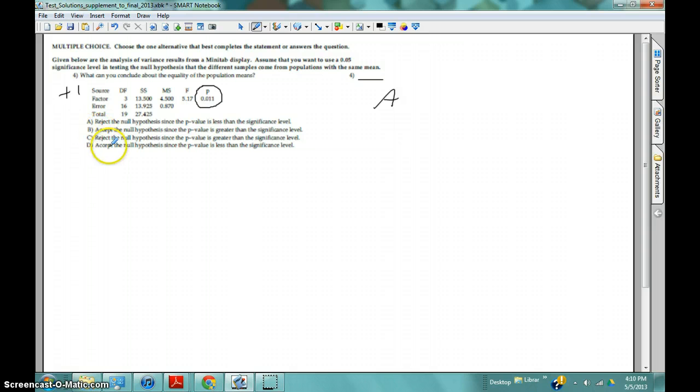Obviously B and D, we never accept the null, so you can pretty much rule those out. And C, it says reject, but the p-value is greater than. Well, if the probability is greater than significance, then we would fail to reject. So the answer here is A.